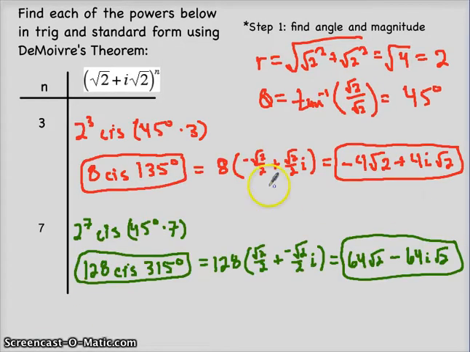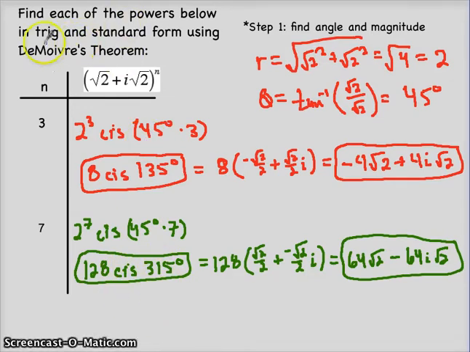All right, so here are both answers for you. Basically, again, we're going to take r to the third power. Then we're going to multiply our angle by 3. So 2 to the third becomes 8 CIS, or cosine plus I sine, of 135 degrees. That's our trig form. Again, same thing worked for the seventh power. Kind of did the same idea. We got our 128 CIS, cosine plus I sine, of 315 degrees.